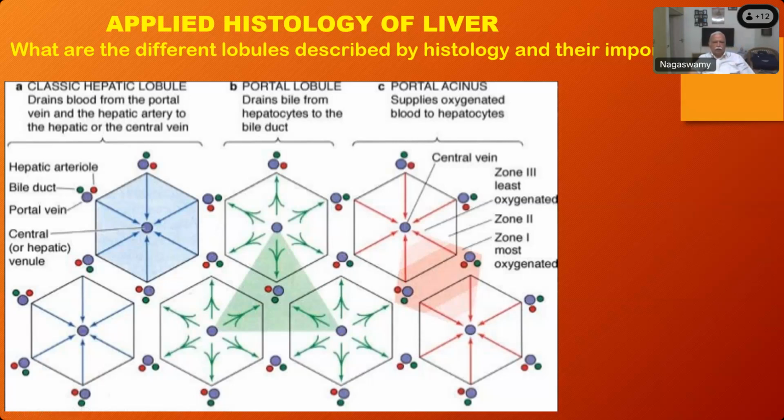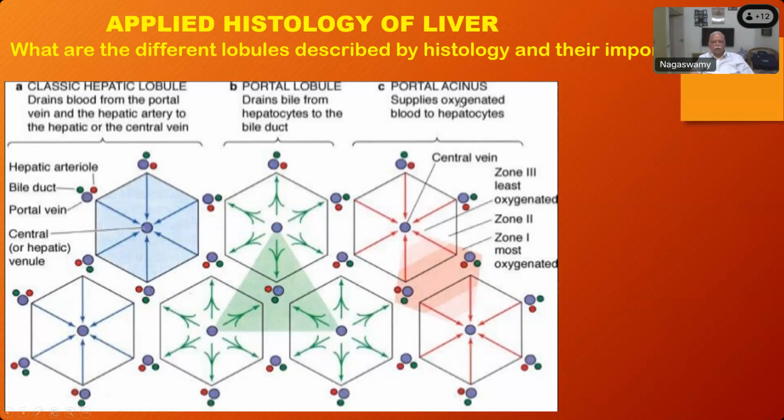So here the portal lobule is an arrangement mainly for the drainage of bile from the hepatocytes into the biliary canaliculi, ultimately collecting to become the intrahepatic biliary tree, and then become the right and left hepatic ducts, which combine to form the common hepatic duct, which will then join with the cystic duct to become the common bile duct and go into the duodenum. Okay, so the second, portal lobule, is mainly for bile drainage.